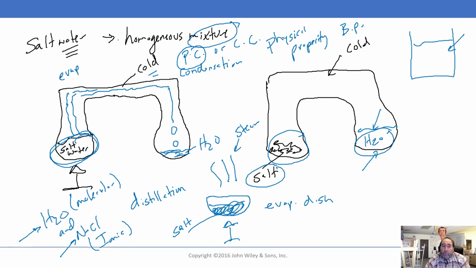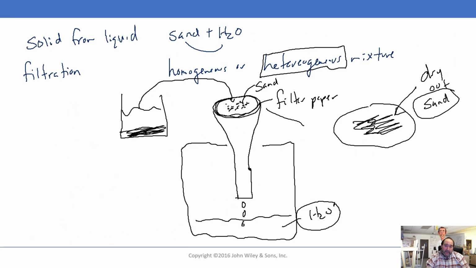A chemical change would be something that we could not get back by exploiting a physical property like we did here in distillation, or even in filtration. We're exploiting the difference in size, and properties of those things. We're actually, in filtration, exploiting the difference between size of these two things.